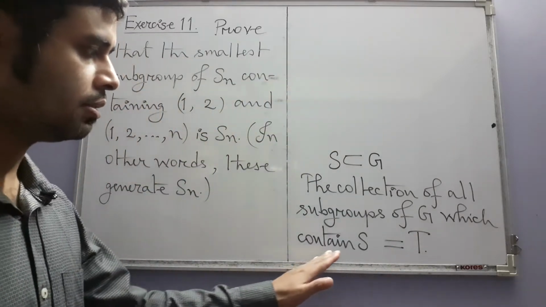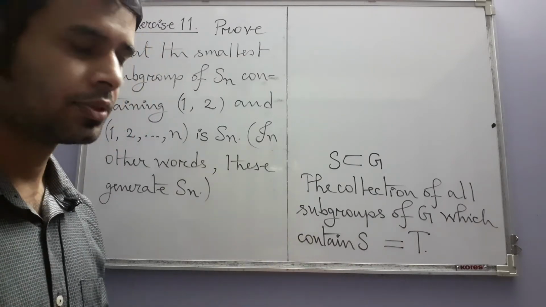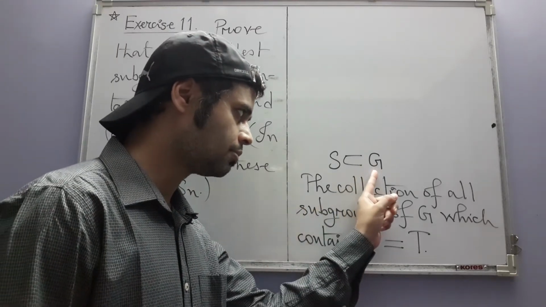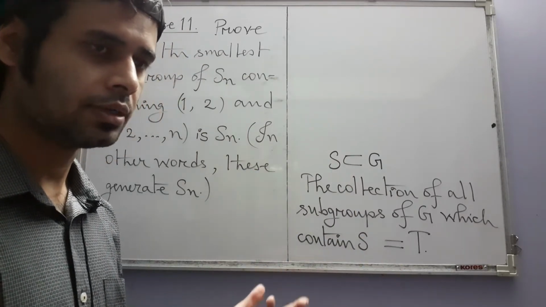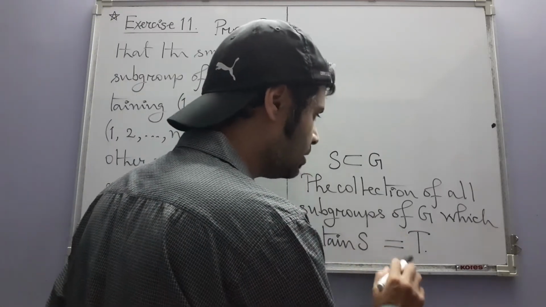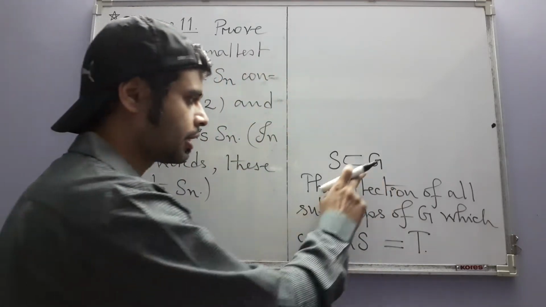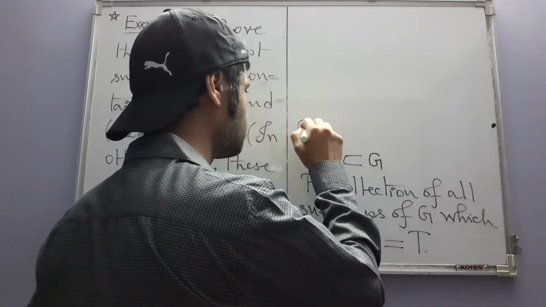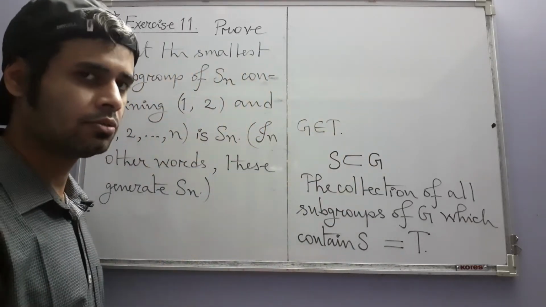Now the first thing we can note about this collection is that it's a non-empty collection. We understand what the collection is. In it, we have precisely those subgroups of G which all have S inside of them as a subset. The collection T is non-empty because G itself is one such subgroup. G is a subgroup of G that contains S, because that's how we have taken things. So G belongs to T.